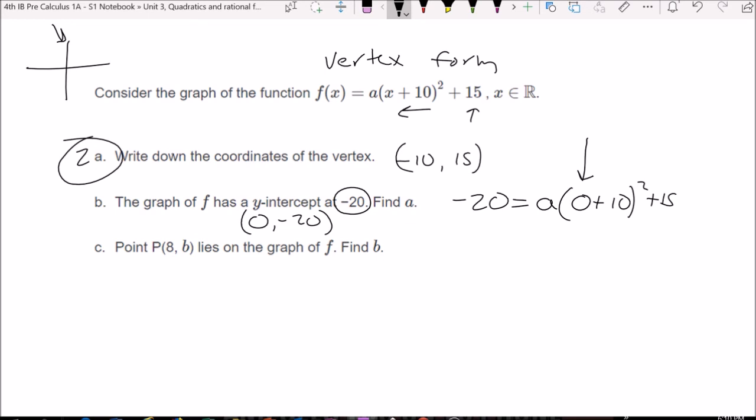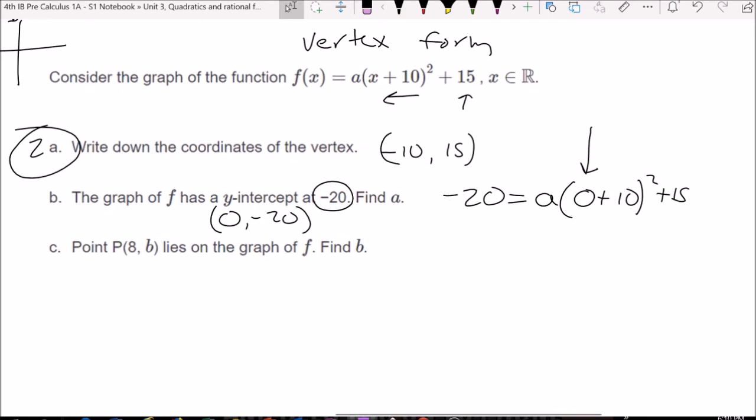Now, here's the good news. Almost all of you did proper solving from here on out. So that was great. It's just that if you had an invalid setup, you're not going to get a correct answer, obviously. Okay, so let's double check the steps and make sure that we're good. I'm going to subtract 15 on both sides right now and do a simplification. So I get -35 equals 100a. We can divide out the 100.